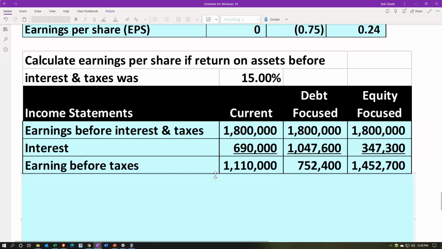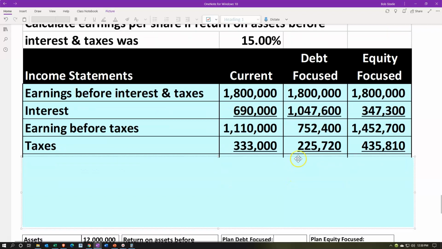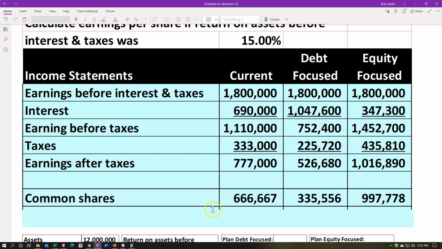That's going to give us the earnings before taxes if we subtract these out. And then we're going to have the taxes on that. So here's the taxes at the 30% of this number. The debt plan now is resulting in less taxes, of course, because we had the more interest. And then the equity plan here, if we subtract those out, we now have the earnings after taxes. Notice the equity plan, of course, still results in the highest earnings after taxes, but they have to be allocated once again across the shares that have been distributed, which there are more now.